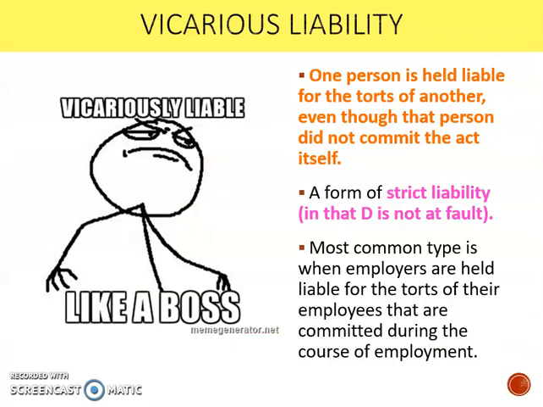Vicarious liability is where one person is held liable for the torts of another, even though that person didn't commit the act itself. So in this way, it's a form of strict liability. And you can see here the most common type of vicarious liability is when employers are held to be liable for the torts of their employees, as long as the employee committed that tort in the course of their employment.